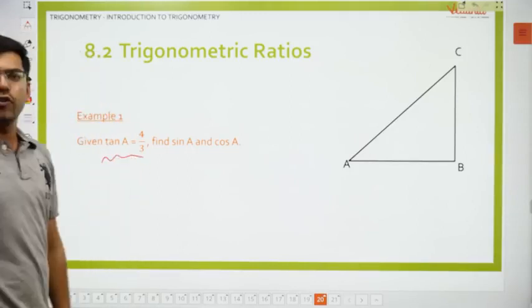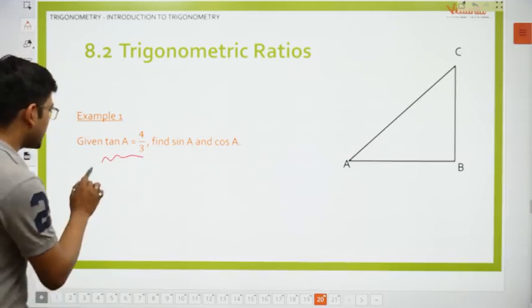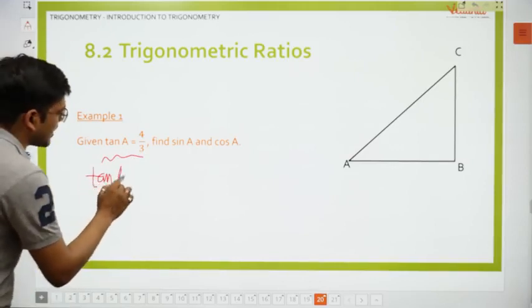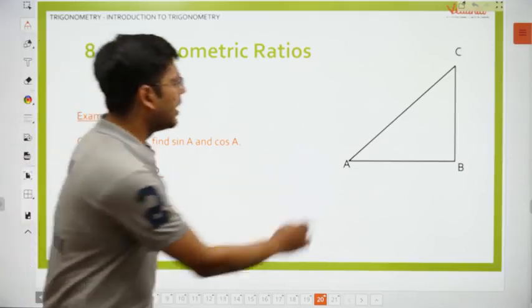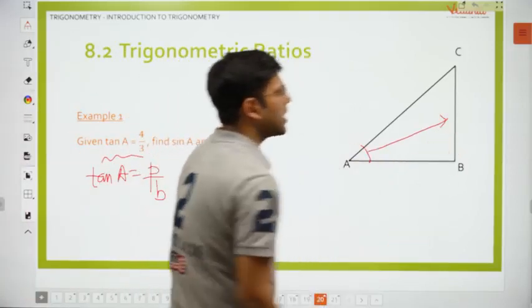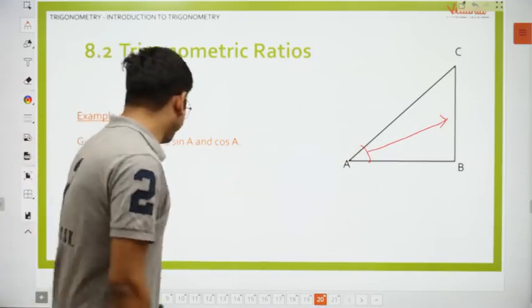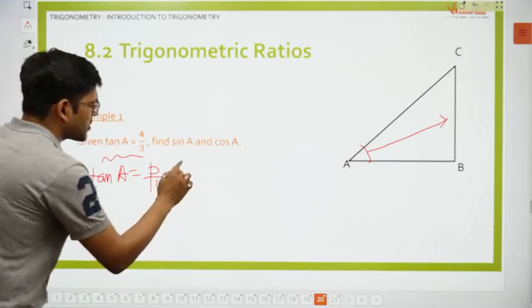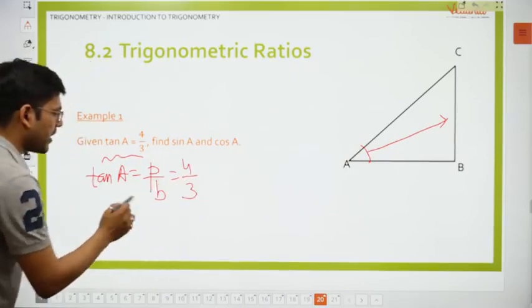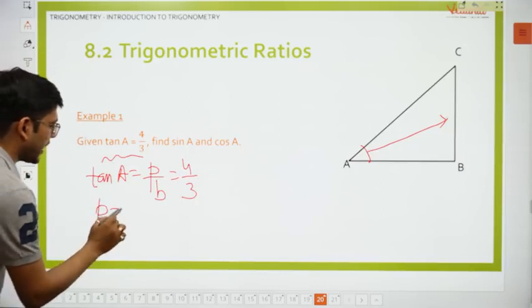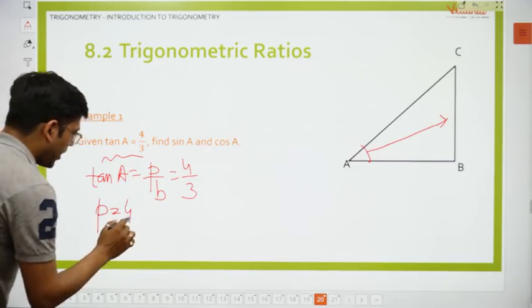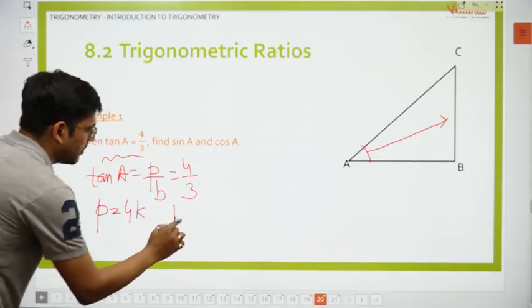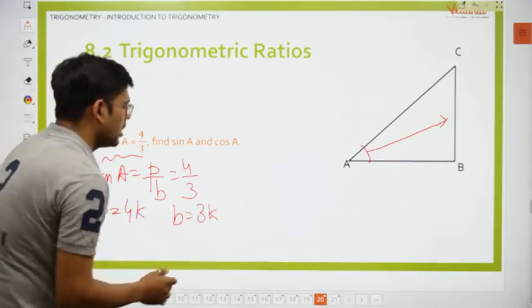This is tan A equal to 4 upon 3. Now, just tell me, what is tan? Guys, just tell me. This is perpendicular by base. Angle A is here, so this will be the perpendicular side. Very easy. Perpendicular by base is 4 upon 3. You know it very well. Whenever we are given a ratio, we do not take it as the same value; we take it in the form of a variable. Perpendicular will be 4k and base will be equal to 3k.